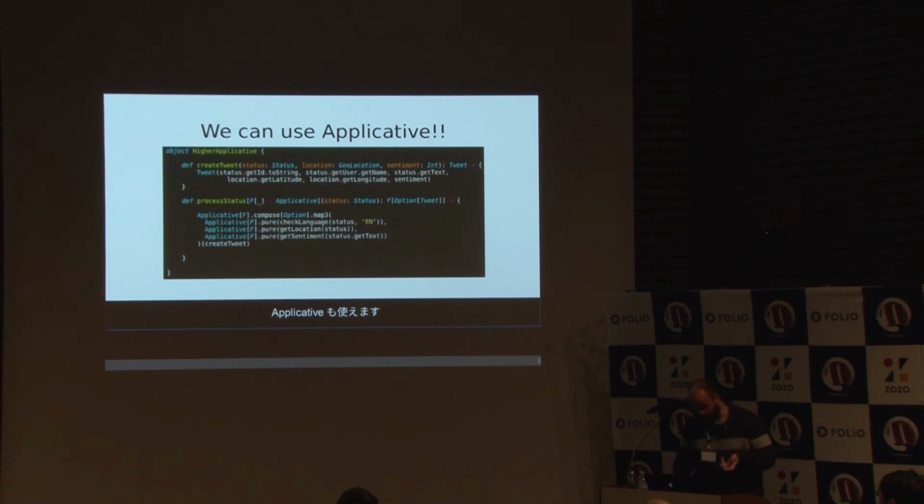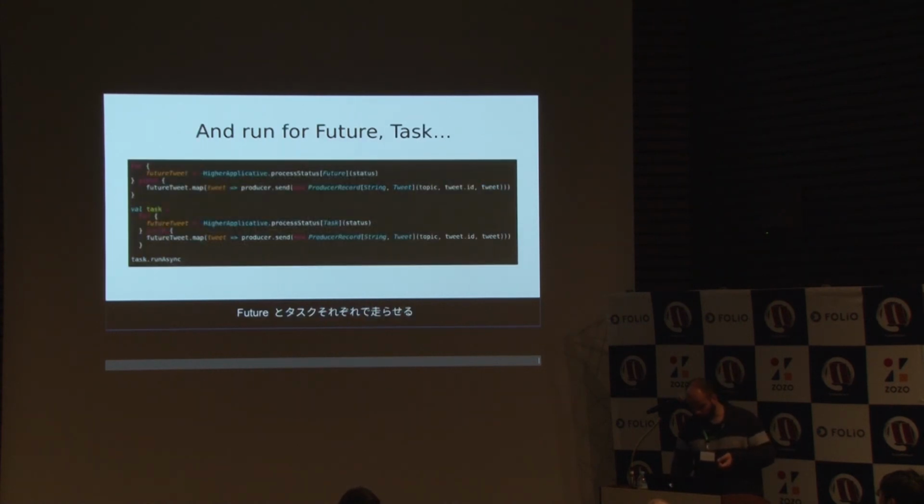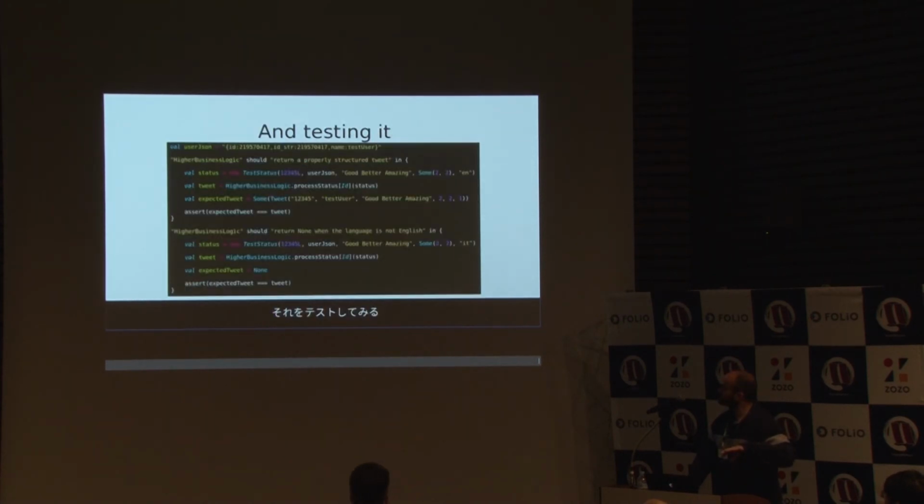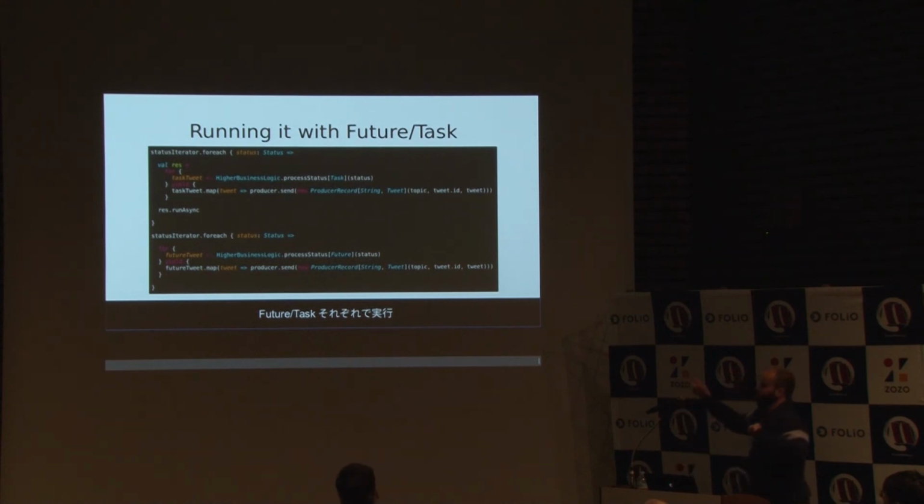Again, how does this look for future and task? Exactly the same way as before. So we are changing here the name of the object, but if you keep the same object, the people that are calling you don't need to change anything. So they don't care about you using applicative, monad, whatever. The way you handle your business logic is transparent for the people that are using your library.